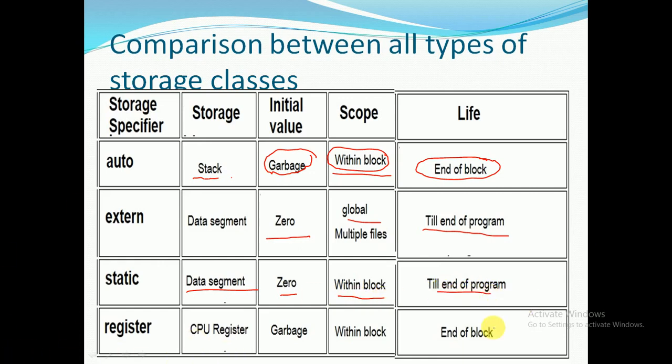Next, the storage location of register is the CPU registers, and it initially holds a garbage value. If you declare a register variable in the main function, it is valid in main. If you declare it in a for loop, while loop block or any other block, it is valid within the block only. The life of register variables ends at the end of the block. If you declare a register variable in a while loop, until your while loop is completed, the life of the register variable also continues. So this is a comparison between all types of storage classes. Now we are going to see the programs one by one.